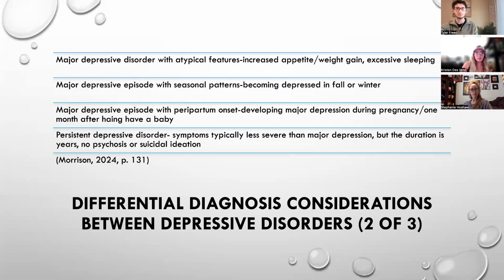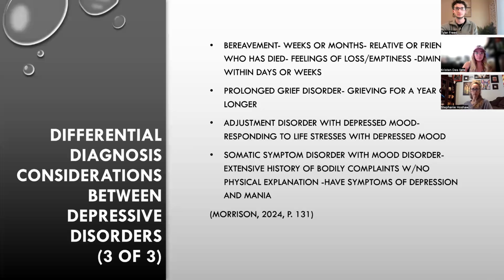So then next we have major depressive disorder with atypical features, which is increased appetite, weight gain, and excessive sleeping, and major depressive episode with seasonal patterns, so becoming depressed during certain times of the year, like fall or winter, and major depressive episode with peripartum onset, which is developing major depression during pregnancy or 1 month after having a baby, and persistent depressive disorder, so symptoms are typically less severe than major depression, but the duration is years, and there's no psychosis or suicidal ideation.